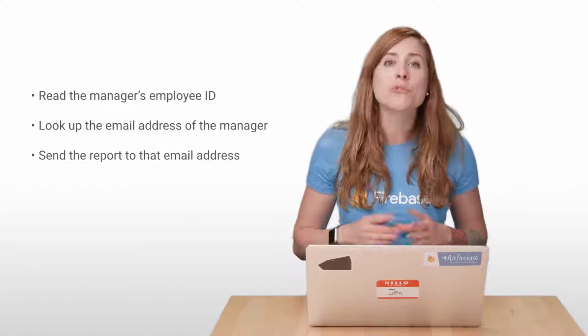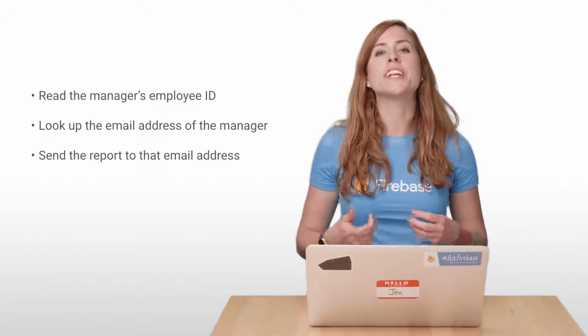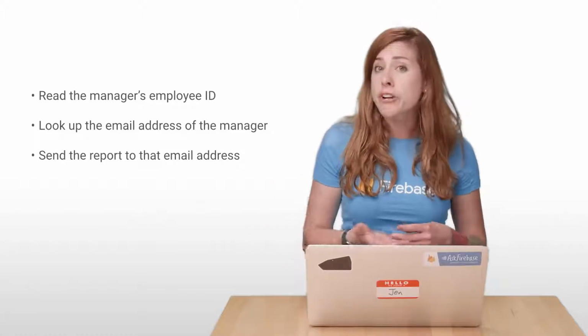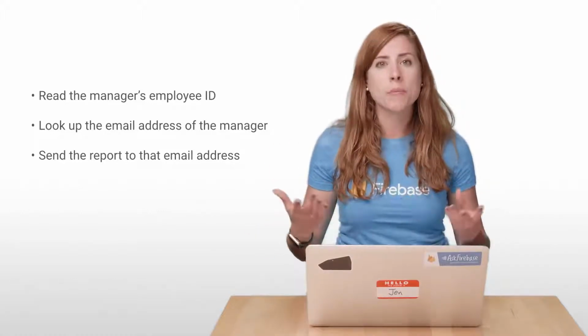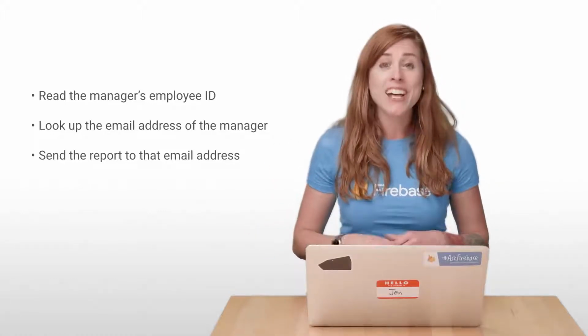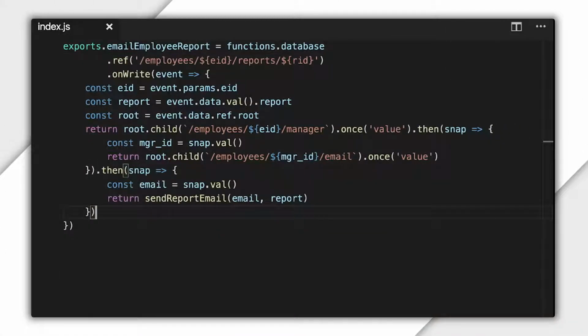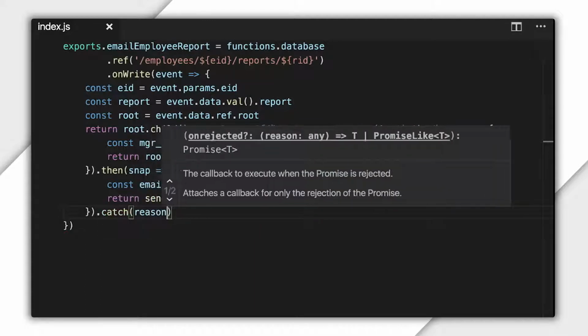But what happens if something goes wrong during any of those steps? You can handle that case with the catch method on a promise. You pass it a function, and it will be called if any promise in the chain is rejected. So, I'll add a catch to my code. I'll pass it an anonymous function that will be called with one parameter, which represents the reason for the rejection.